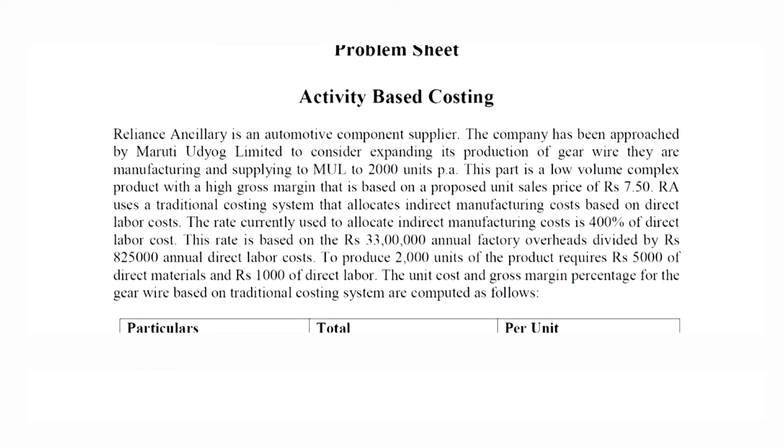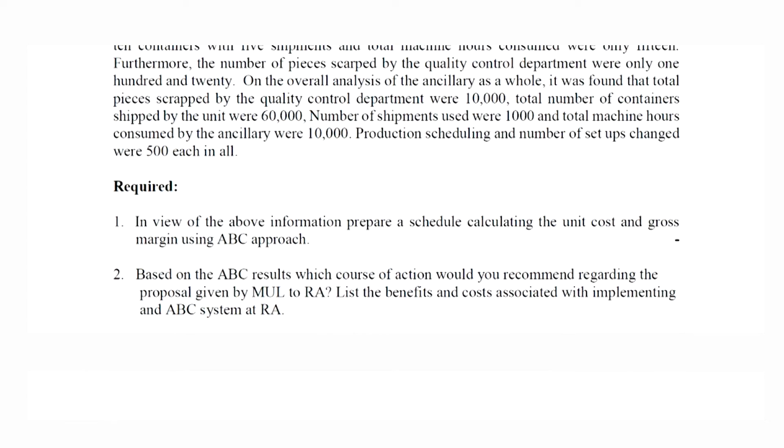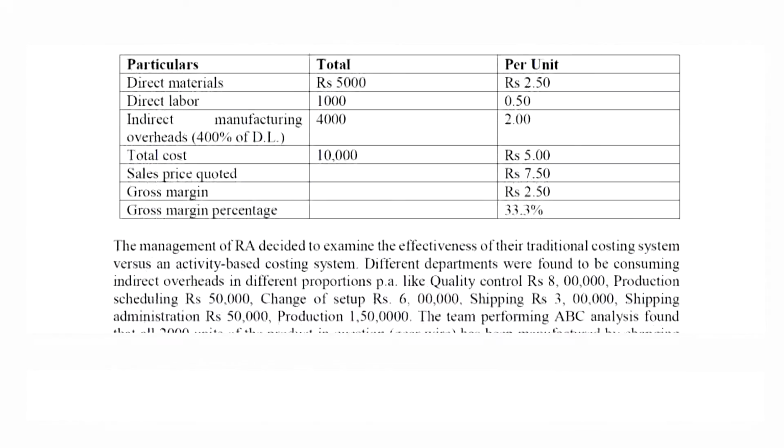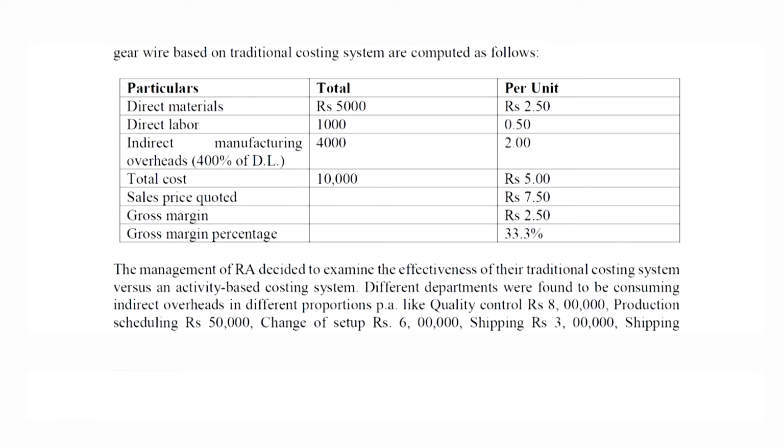The unit cost and the gross margin percentage for the gear wire based on the traditional costing system are computed as follows. So, you see that this information is given here, and you can understand that currently they have prepared the cost sheet. It is on the basis of the total costing system or the absorption costing system, where they are directly saying what the material cost is, 5000 rupees for this particular product, not for all the products of the firm.